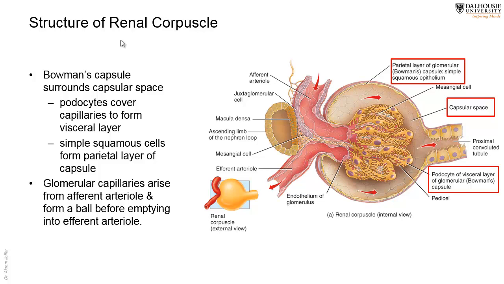The outer layer of the Bowman's capsule is formed by simple squamous epithelial cells. You can see them very clearly here. But the visceral layer is formed of cells that have multiple processes, multiple feet. So they are called podocytes. Podocytes means cells that have feet. These podocytes surround the capillaries of the glomerulus by their feet, and they play an important role in filtration.